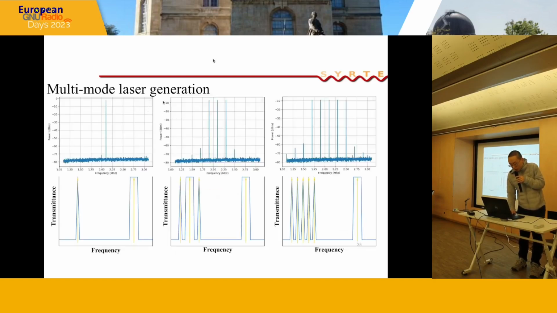This is the multi-mode laser generation. As you can see, we use GNU Radio to generate laser modes like this: 1, 3, and 5 modes. This is the interrogation scheme for 1 mode, 3 modes, and 5 modes. As you can see, there are some small side peaks there, but due to the digital systems, it's inevitable.